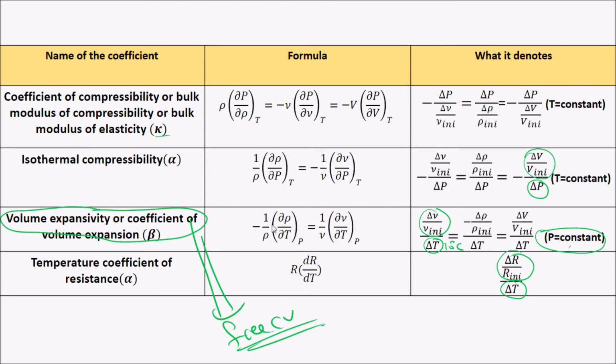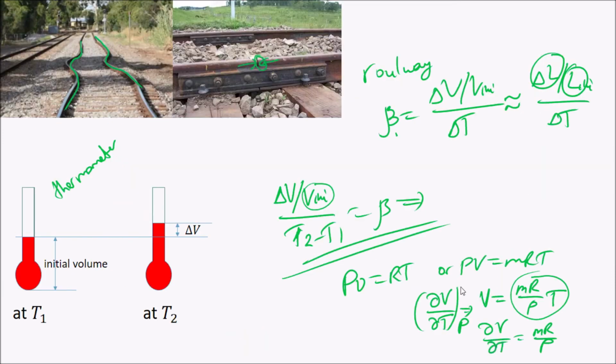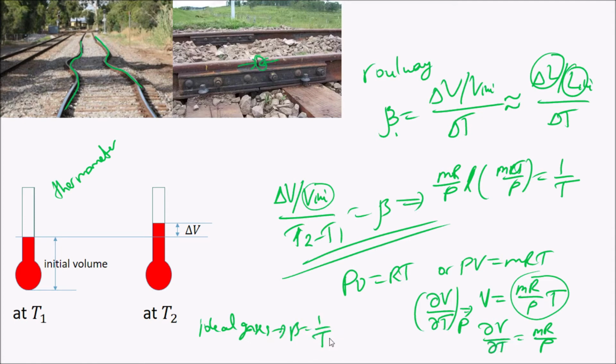So you can see here 1 by the volume times the derivative of it, and the derivative of it is mR by P divided by the initial volume. You will get mR by P divided by mRT by P, and you will have 1 by T. So therefore, for ideal gases, beta is 1 by T, but this T should be in the Kelvin scale.